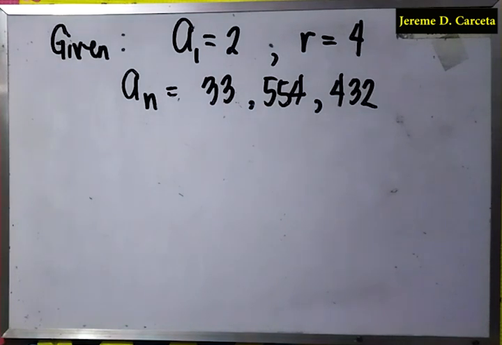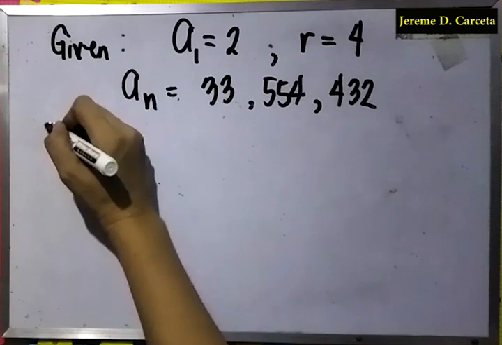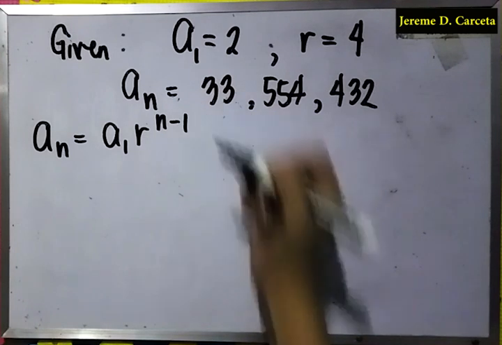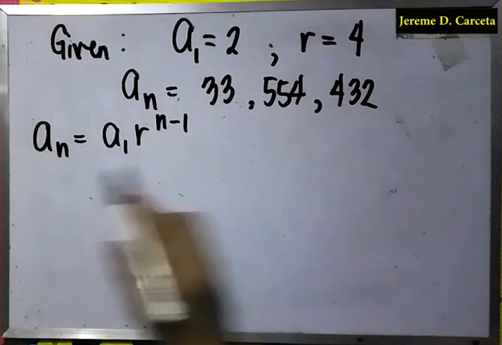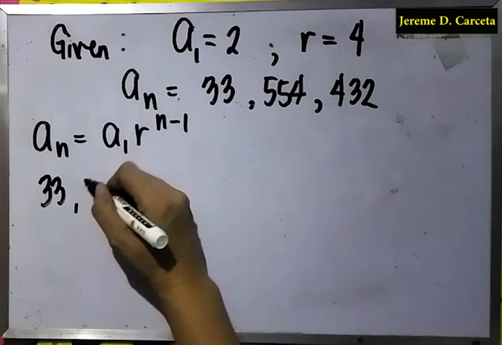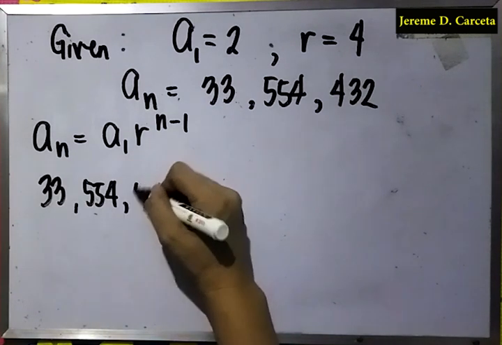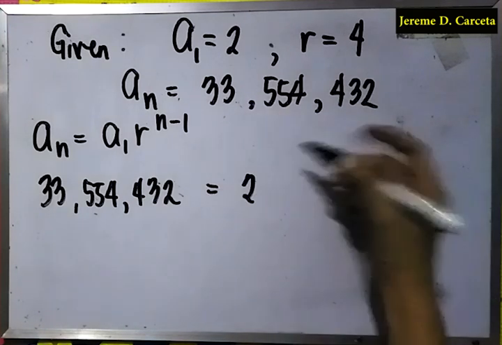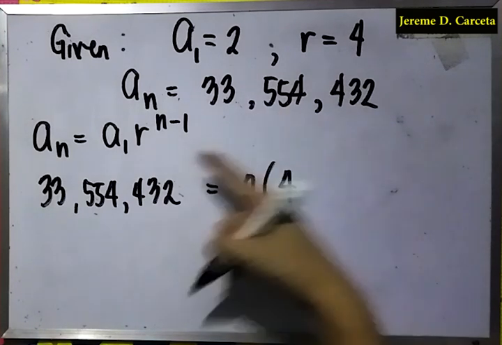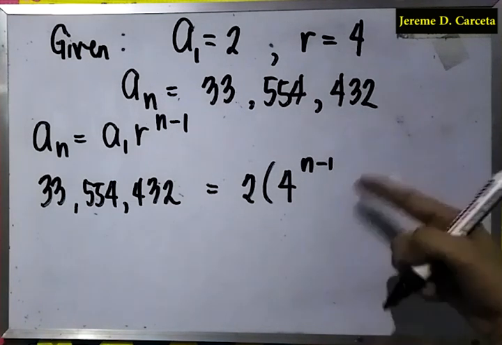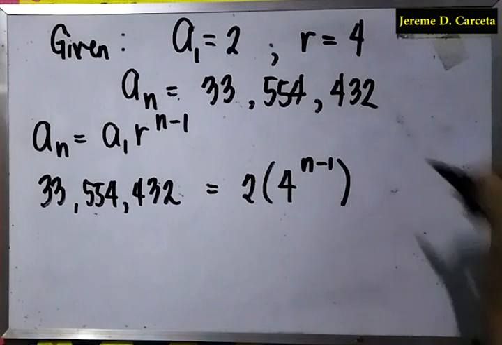So first, we substitute the values. Using the first formula, we have a sub n is equal to a sub 1 times r raised to n minus 1. By substitution, we place those values here. So we have 33,554,432 is equal to 2 times our r, which is 4, raised to n minus 1. We don't have yet the value of n.